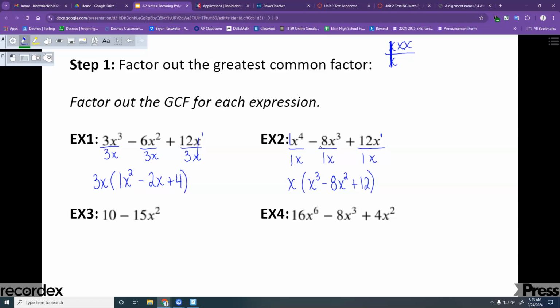Okay, questions? All right, number 3. I've got 10 minus 15x squared. Okay, what number could I divide both of those by? 5. All right, what about the x's?